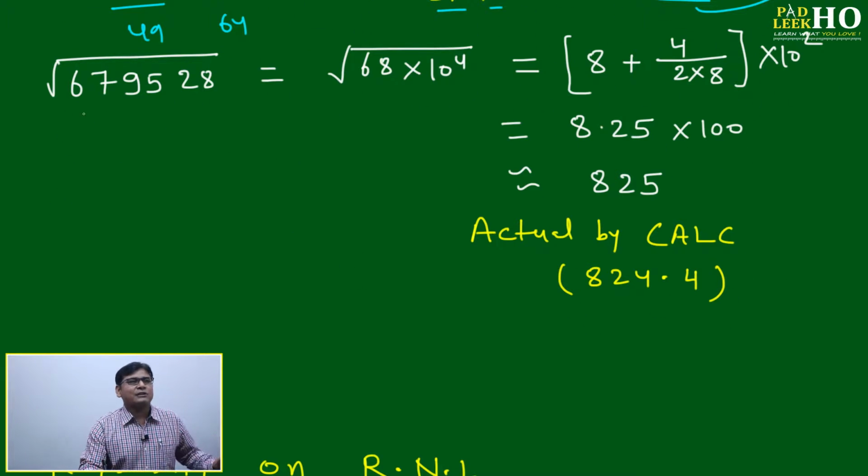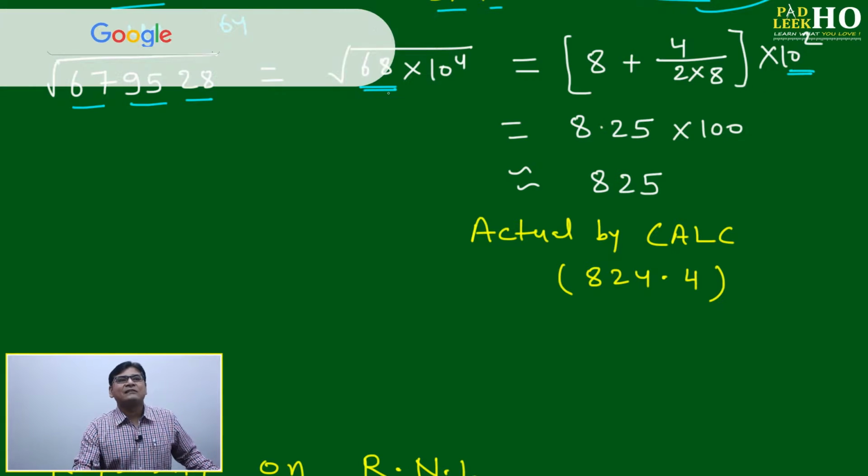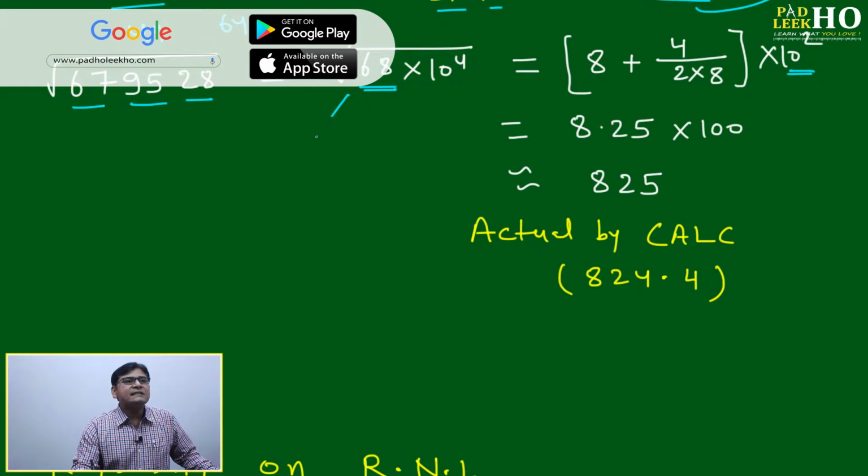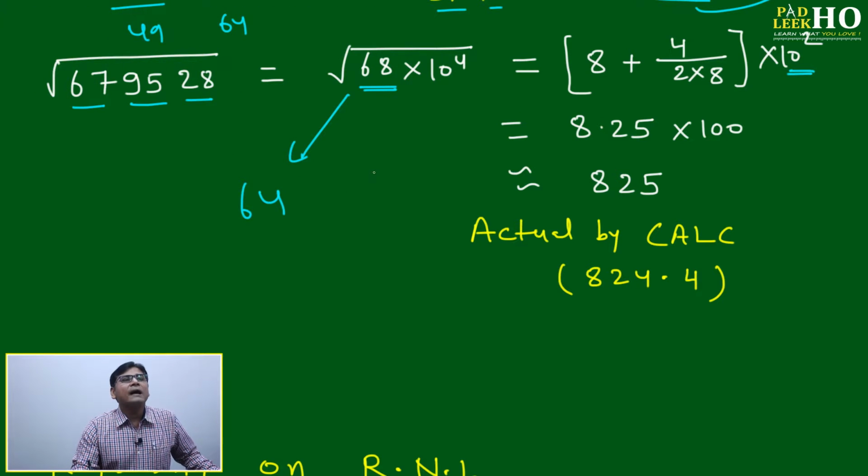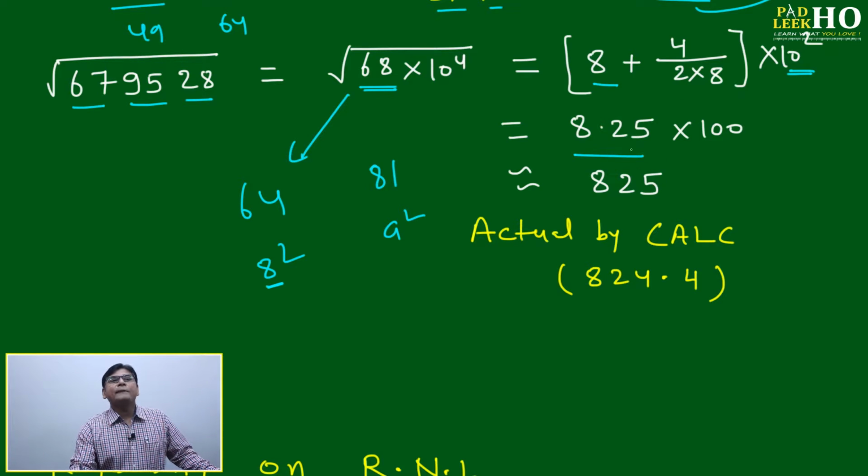Let's do a small exercise, like 6, 7, 9, 5, 2, 8. We'll write it in the format, or you can say approximate the number, 68 into 10 to the power 4. 10 to the power 4 will be converted to 10 square. That is no problem, because power of 4 will convert to power of 2, or 40 will convert to 20. Now the only thing is 68. How to convert 68? 68 is coming between 64 and 81, or you can say 8 square and 9 square. Then we have to count the deviation from 8.